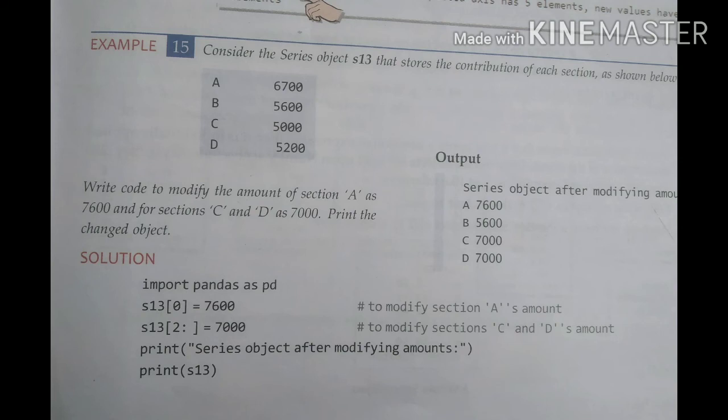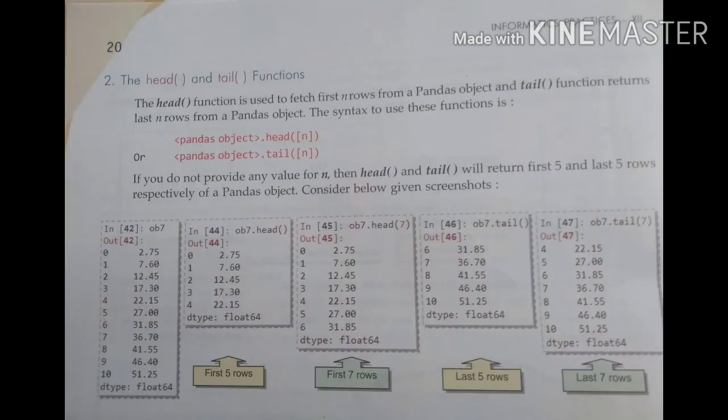S13 2 colon. It means we have to start slicing from 2 colon, which is 5000. So 5000 will become 7000. I hope it is clear.